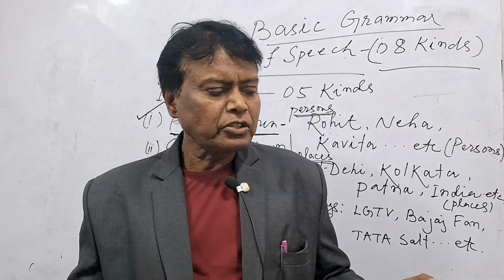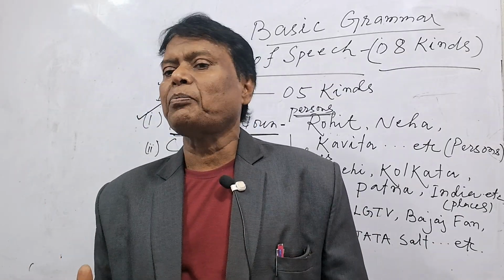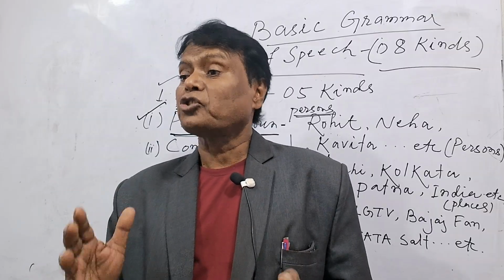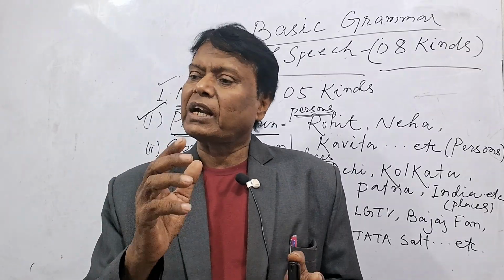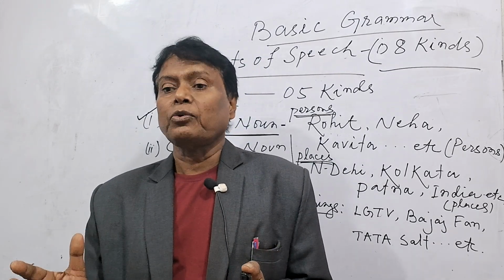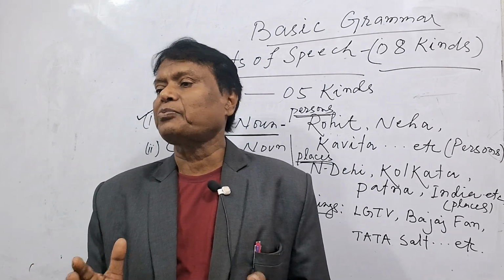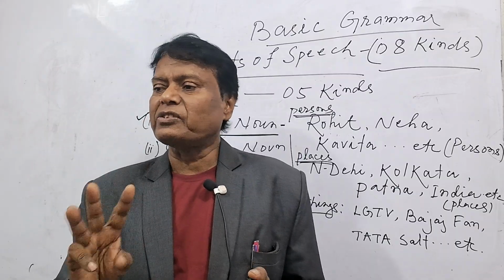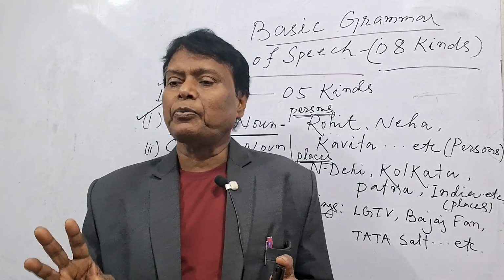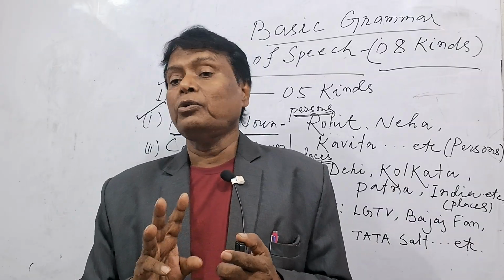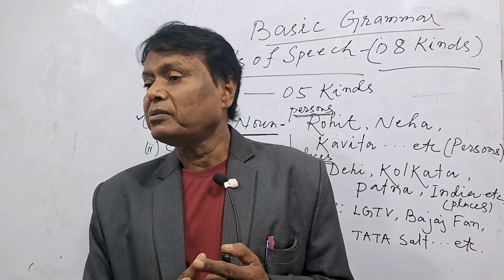Whatever the objects all around us, definitely some brand name is there. Tata tea, Tata car, Tata salt. By the name of Tata, Tata is the brand name. Whenever we get these brand naming objects, we use the articles or determiners before them. Remember, persons, places and things: before the persons and places we do not use any article or determiner, but we use an article before proper naming things.